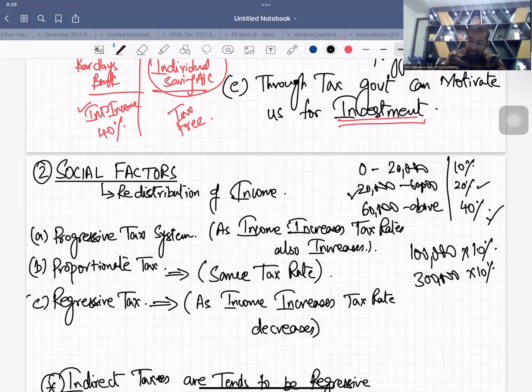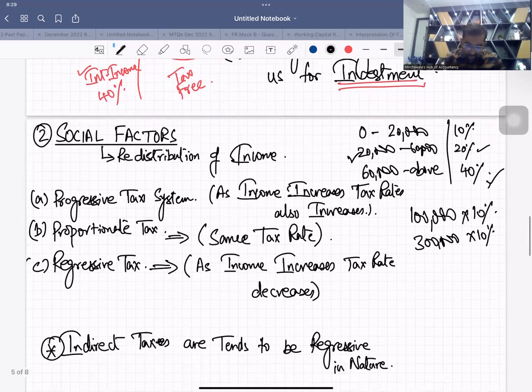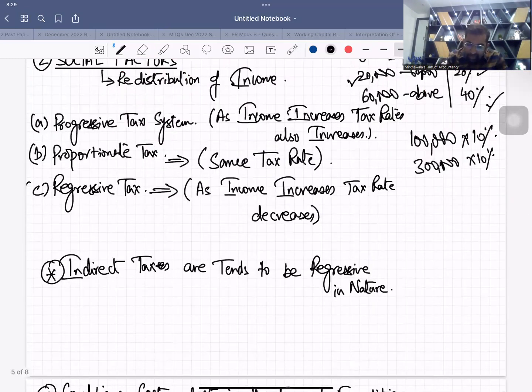And what is a regressive tax system? Listen, as your income increases, your tax rate goes down. Now, this is very bad for poor people. So read this line: indirect taxes tend to be regressive in nature.